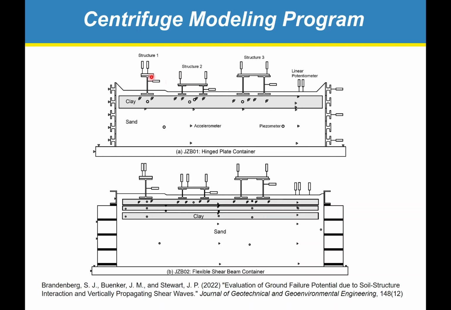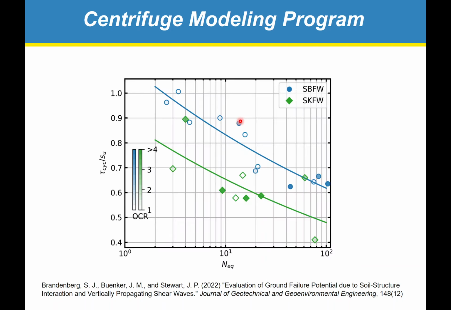We tested 3 structures. So there's a simple single degree of freedom oscillator here, and then 2 portal frame structures with different natural periods. Then we had kind of a free field array over here. The first model had a single layer of clay. The second model had 3 layers of clay with little sand layers in between. And I'll talk only about this top model here for this presentation.